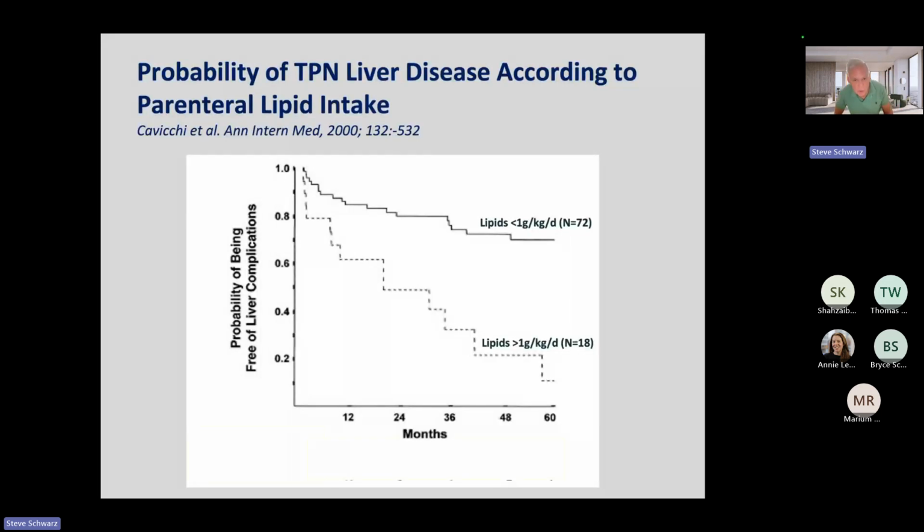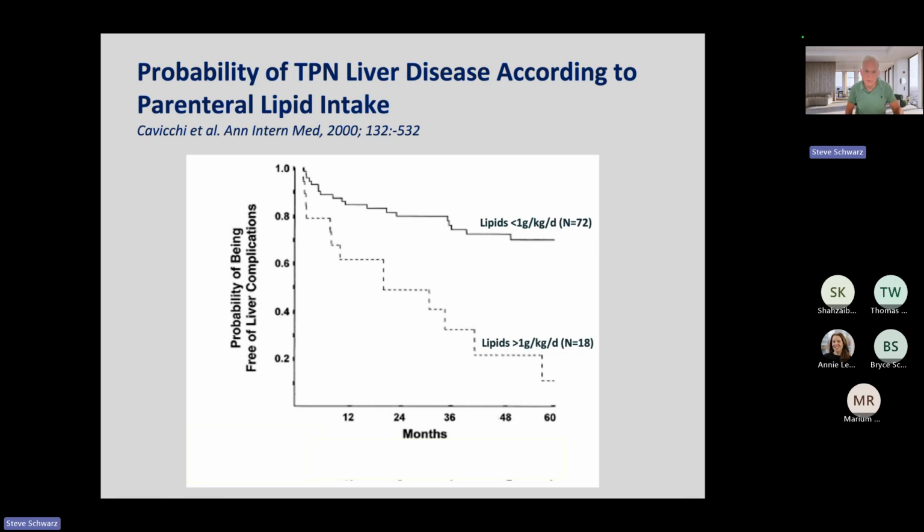So, as you all know, we've come to the conclusion, finally, that lipid itself is a predominant cause of TPN-related liver disease. This was first noted in the late 1980s by Allardyce, and again in 2000, this study in the Annals of Internal Medicine showed what was the probability of being free of liver complications depending upon lipid intake. Remember, I showed you the Thompson study last time about reducing lipid to less than 1 gram per kilogram per day. Well, this is a graphic depiction of what happens.